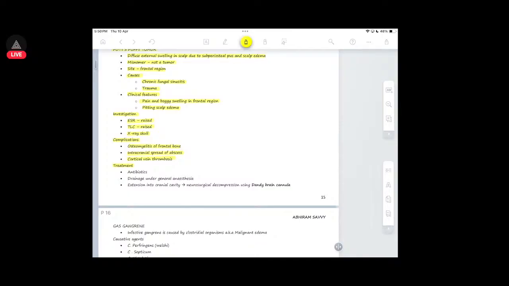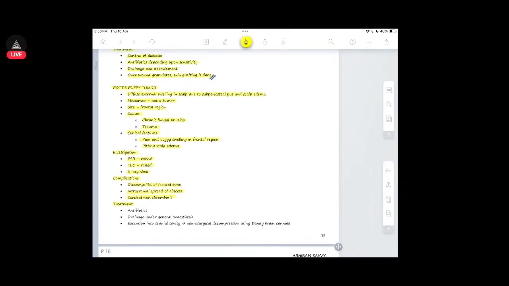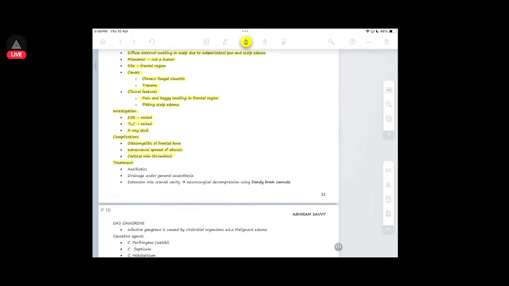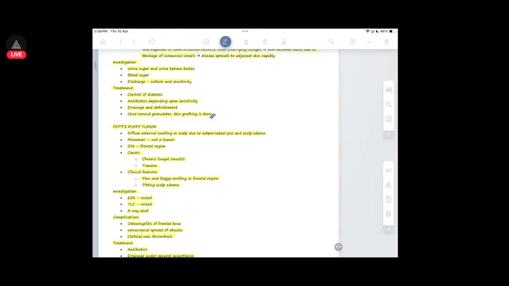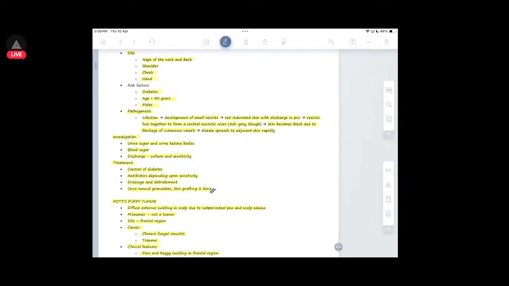Superficial veins are there, intracranial spread of the abscess will be there, cortical venous thrombosis will be there, and antibiotics can be provided. Excision under general anesthesia and extension into the cavity leads to surgical decompression using a Dandy brain cannula. One second. Drainage and debridement. Antibiotics depending on sensitivity and control the diabetes.